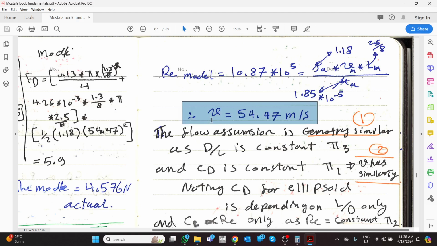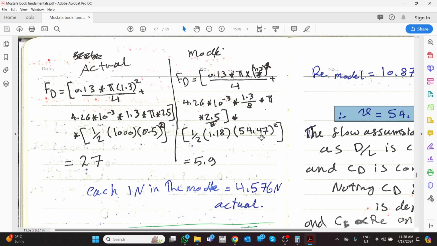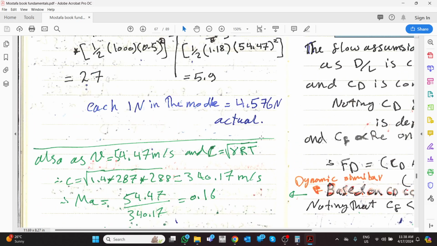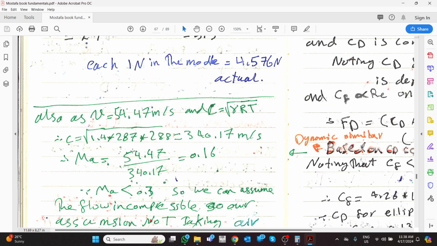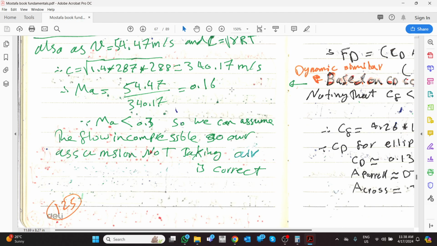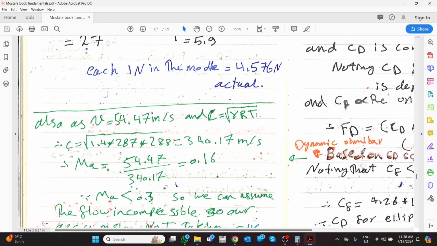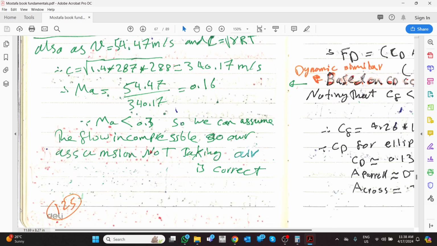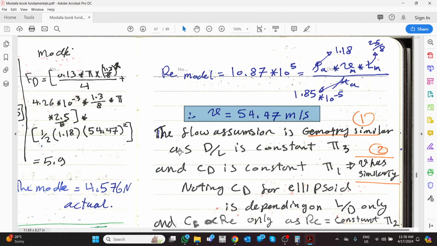Now take care. We need to check whether this velocity is higher or less than the speed of sound, for the Mach number. I know the temperature of the air, 15, apply gamma for air, etc., similar to before. So this is the velocity of sound. The Mach number is this number divided by the speed of sound, so it is 0.16. The Mach number is less than 0.3, so our assumption of incompressible flow and choosing air is correct.